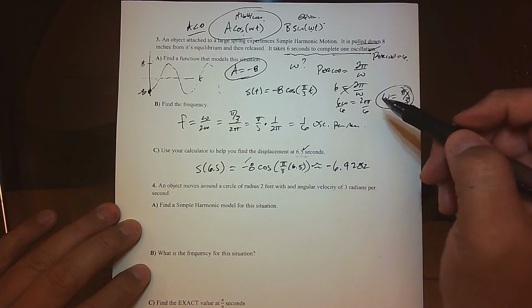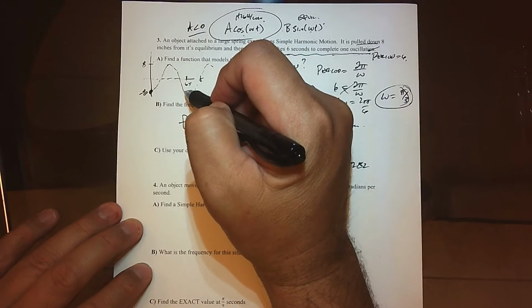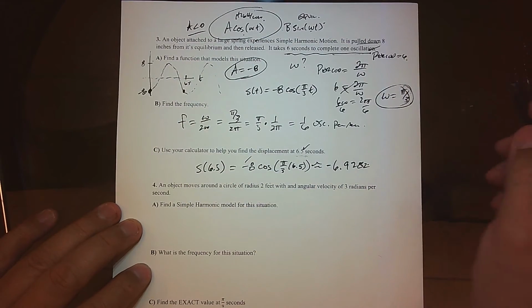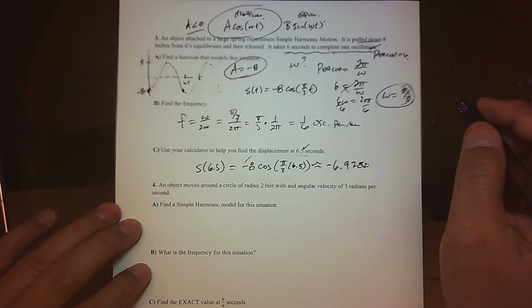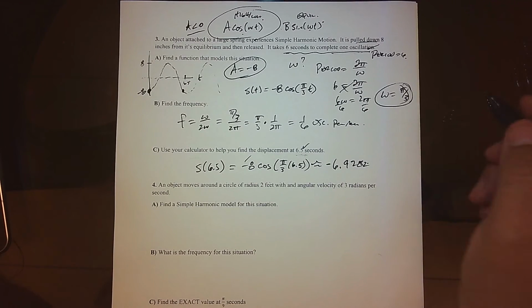So that means at 6.5 seconds, as far as the equilibrium is concerned, if this is 6.5, we're down in here, we're at -6.9. So we're below the equilibrium at this time in this simple harmonic motion example. All right, so there you have that one.